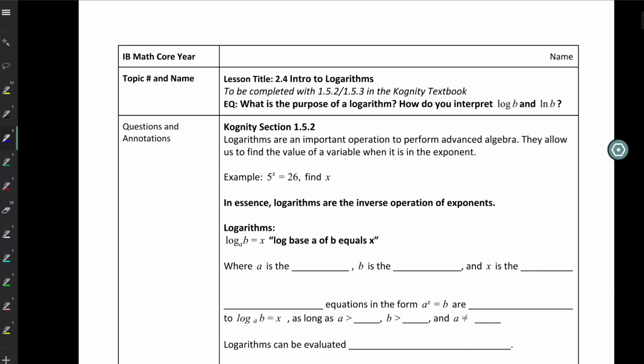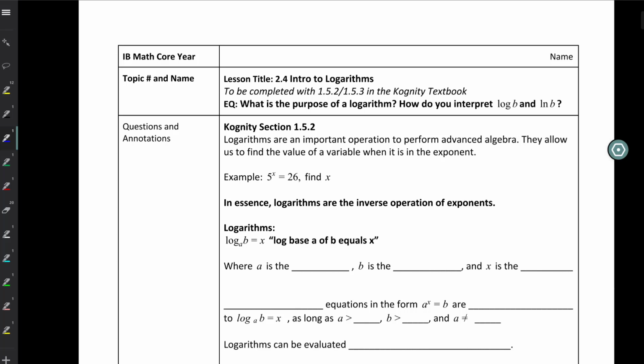This is to be completed with your 1.5.2/1.5.3 sections of your cognitive textbook, but I also thought I would make this video to kind of help you out through it. Our EQ: what is the purpose of a logarithm, and how do you interpret log of b and ln of b?